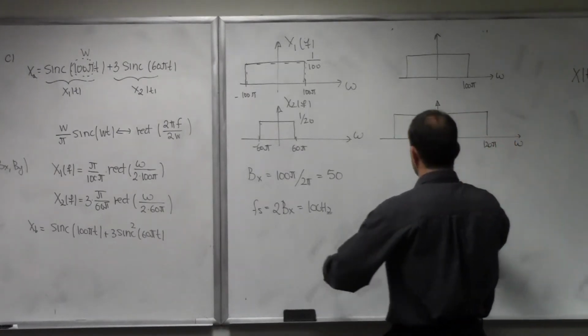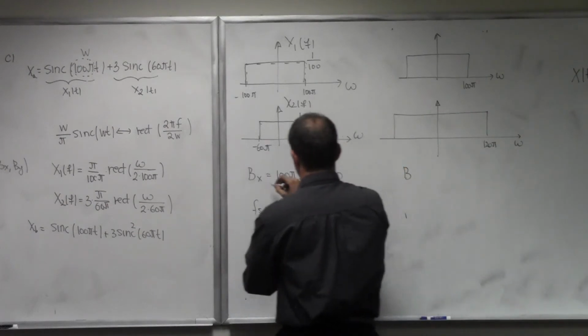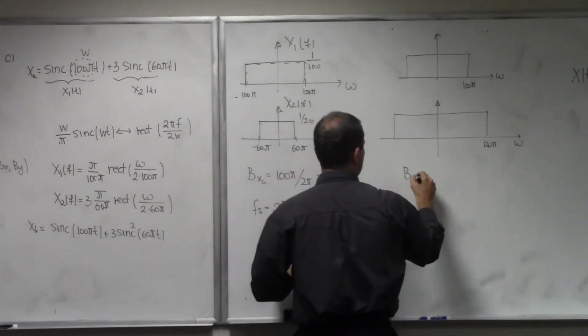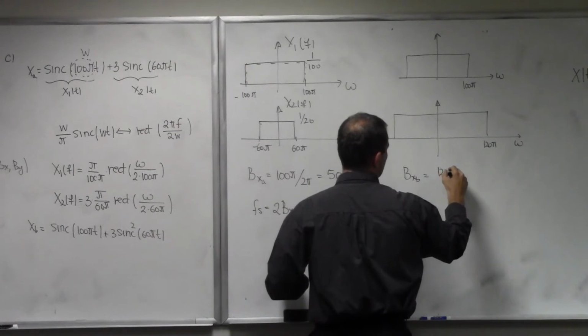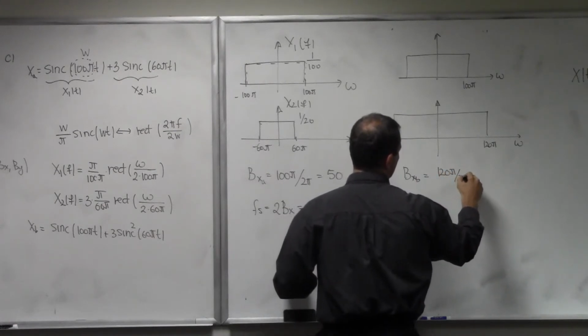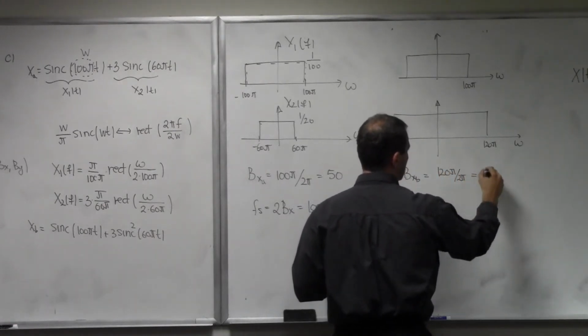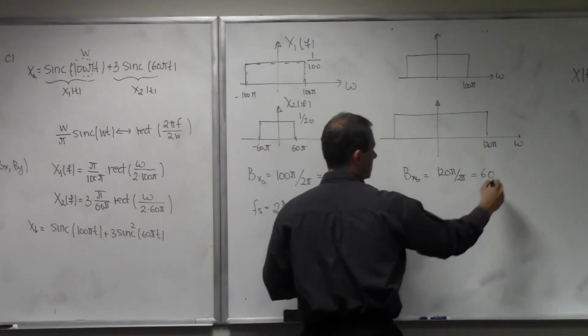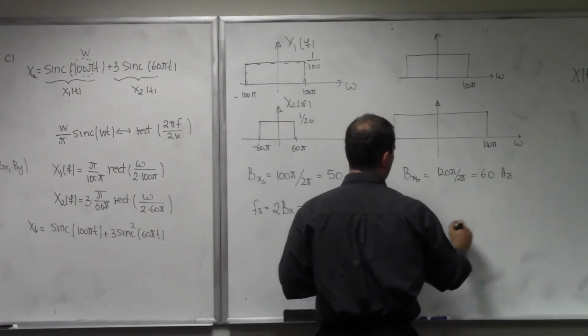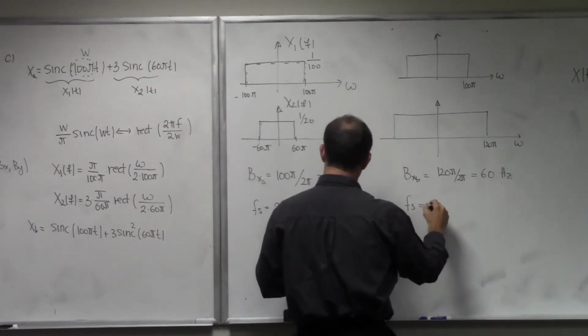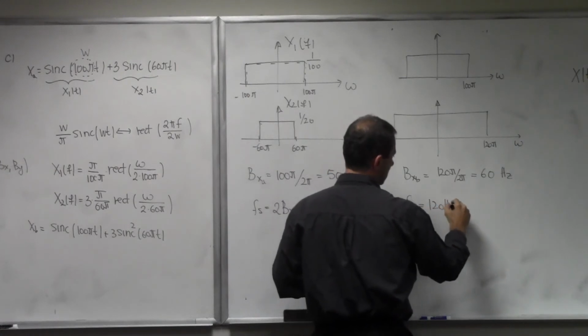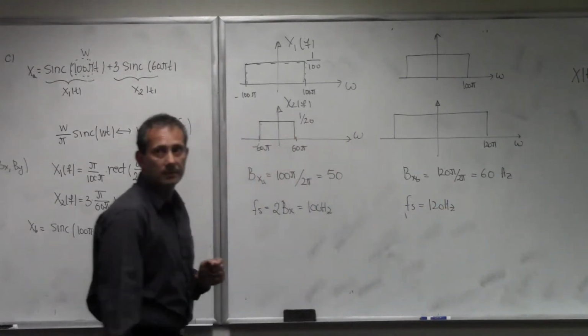So in this case, the bandwidth of xb is going to be 120 pi divided by 2 pi, which ends up being 60 hertz. And then your sampling frequency would have to be 120. Okay?